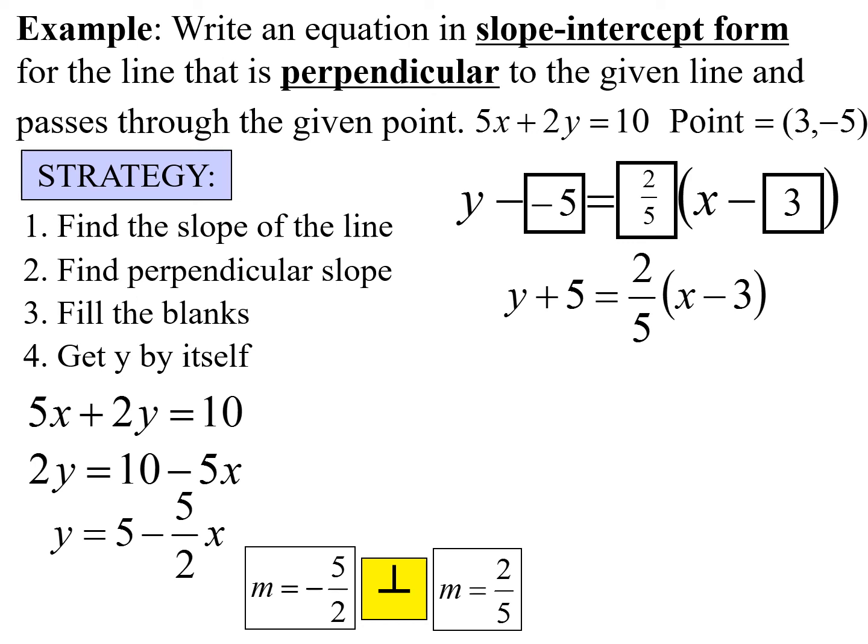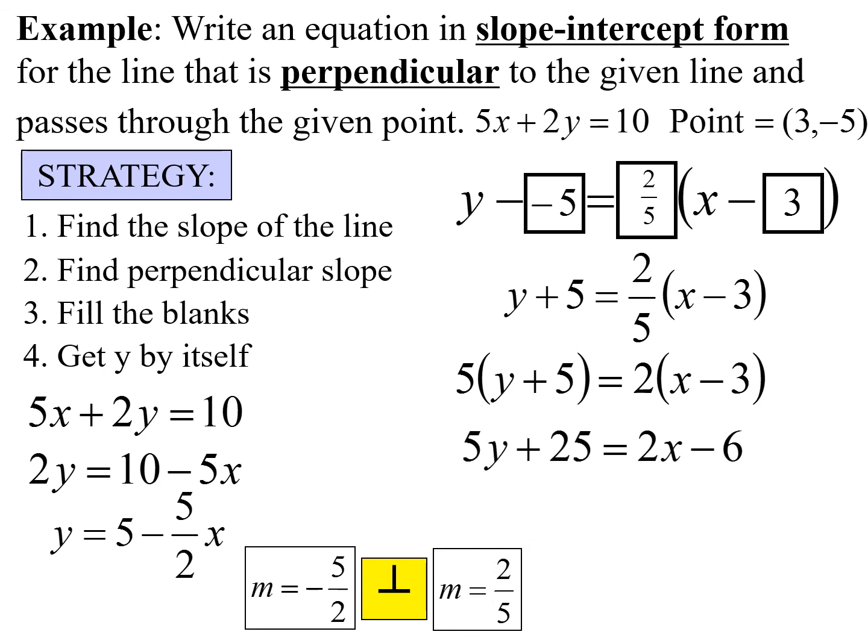Again, we see a denominator, and it's easier to deal with whole numbers than it is fractions. So I'm going to multiply both sides of the equation times 5. I have to distribute 5 on the left, and on the right, when I multiply by 5, it eliminates the denominator. So on the left, I'm going to distribute 5. On the right, I'm going to distribute 2. On the left, we have 5y plus 25. On the right, we have 2x minus 6.